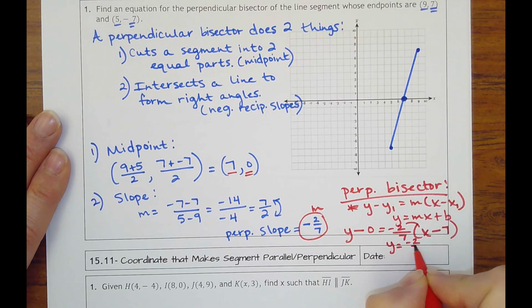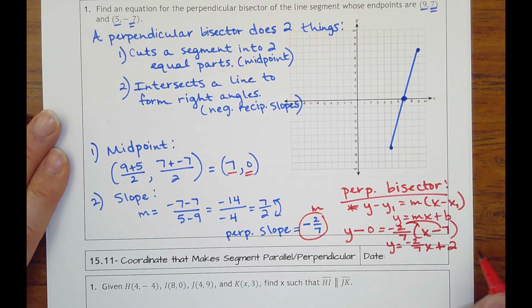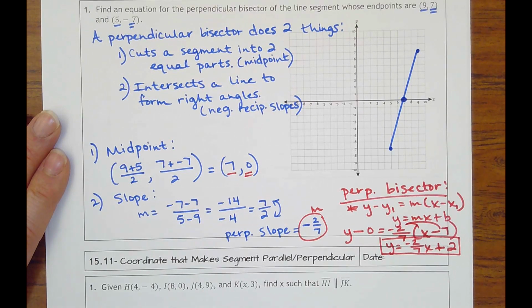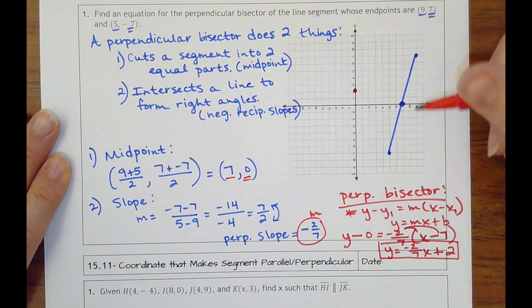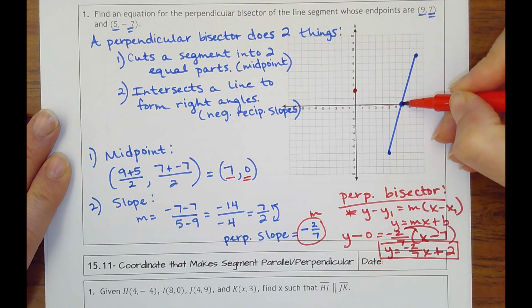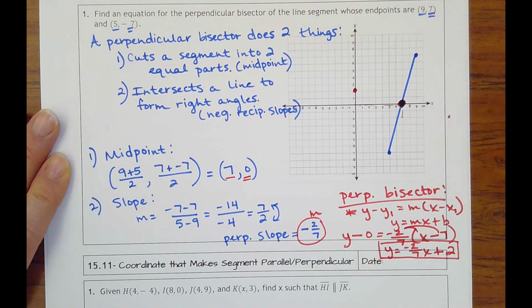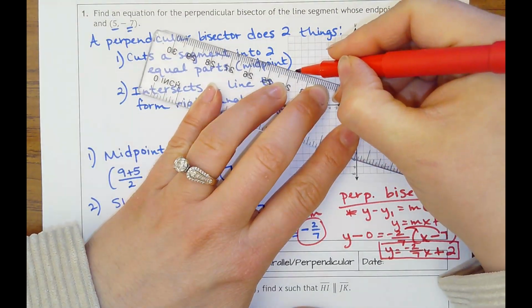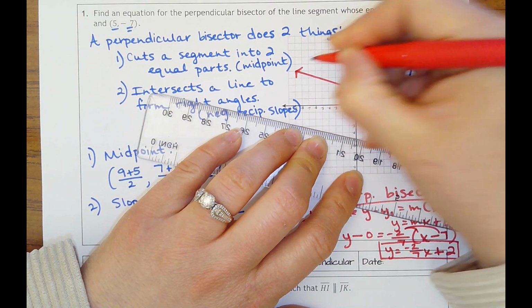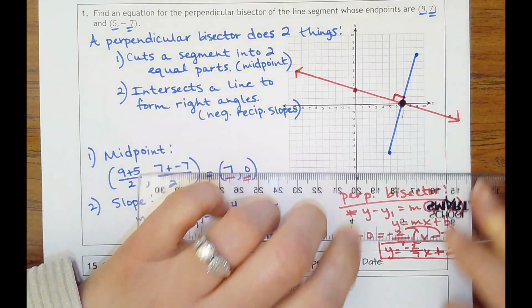So I get -2/7 times x. Negative times negative is a positive, and then the 7s are going to cross simplify, so that would leave me with the 2 in the numerator. So the equation of my perpendicular bisector would be y equals -2/7 x plus 2. If I were to graph that to check, that means my y-intercept is +2, and my slope is going down 2, right 7. So look, I'm going to hit this point that I needed to, and it's going to make a perfect line that cuts the blue line in half, and they're going to make these perfect right angles where they cross.